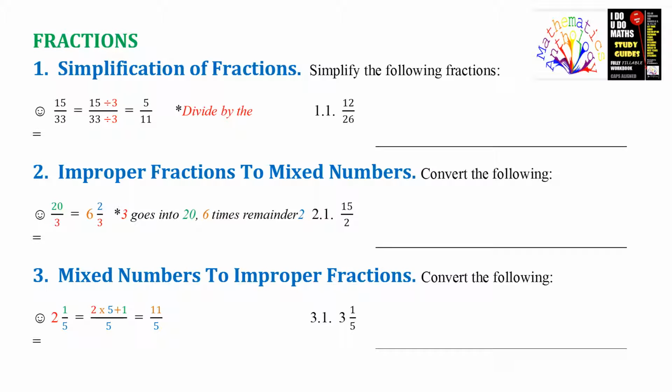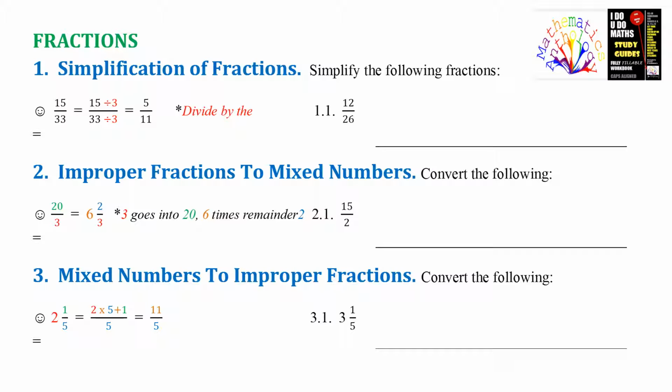We now look at fractions, and we start with simplification of fractions. So let's simplify the following fractions. We have 15 over 33. We need to look for the factor that can go into both 15 and 33, so the HCF once again. So the highest common factor of 15 and 33, once you work that out, will be 3.